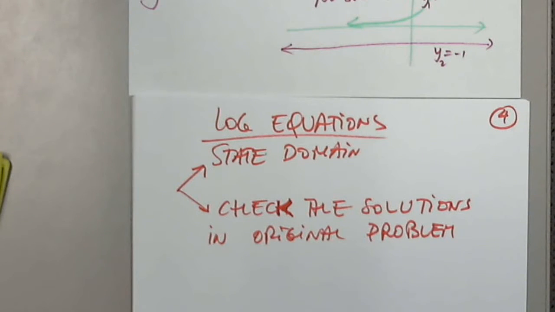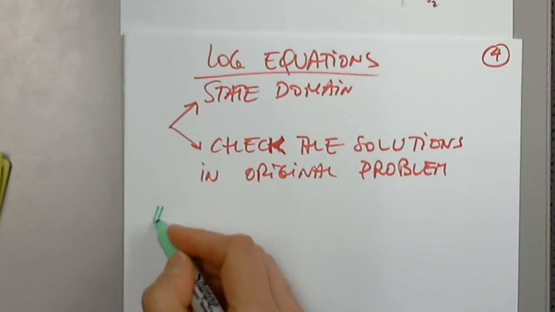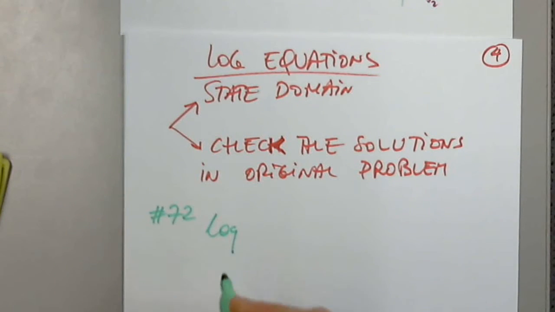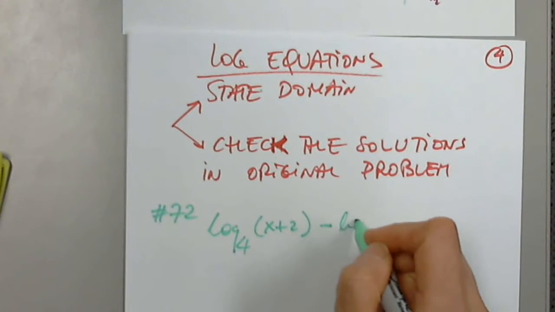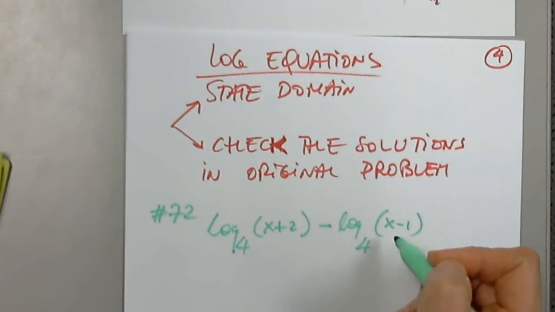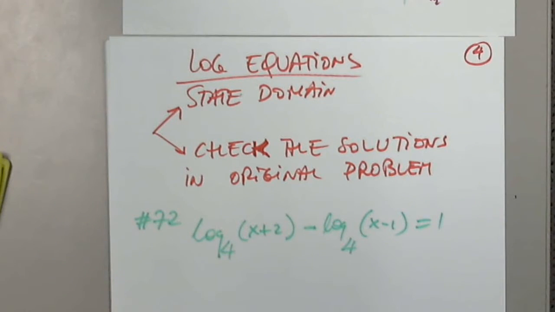So here's our first example, 72. Log base 4 of x plus 2 minus log base 4 of x minus 1 equals 1. You know my first question. What will be my first question? Say it again. Thank you. I know I sound like a broken record. Yes. What type of equation is this? Very good. It is a log equation.